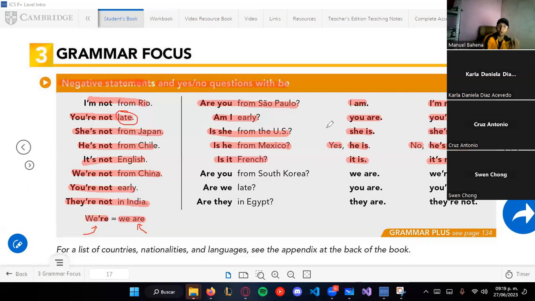Puede ser del idioma o it can also be an object. También puede ser un objeto. Por ejemplo, un souvenir de la Torre Eiffel. Is it French? ¿Es francés? Yes, it is. Sí, lo es. No, it's not. No, no lo es. Bien. Next one. Are you from South Korea?